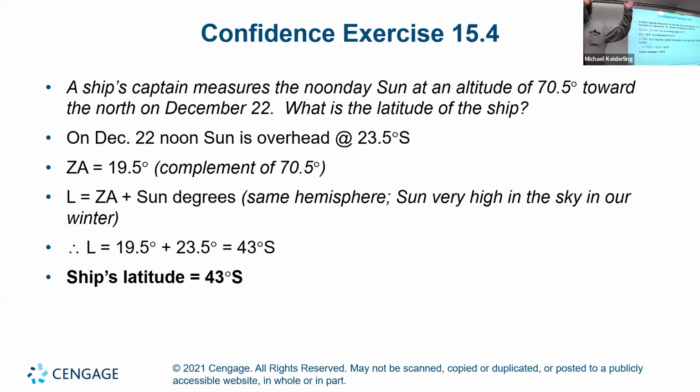So notice here the sun is to the north. So that means you're in the southern hemisphere. So the zenith angle is 19.5 degrees, the complement of 70.5 degrees. The sun is at 23.5 degrees south. So the zenith angle plus the sun degrees, because you're in the same hemisphere. The sun is very high in the sky in our winter. So 19.5 degrees plus 23.5 degrees is 43 degrees south.